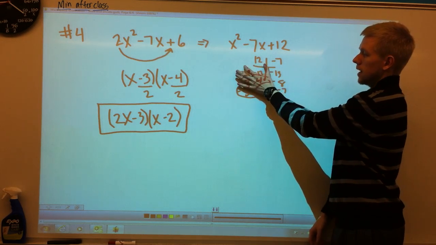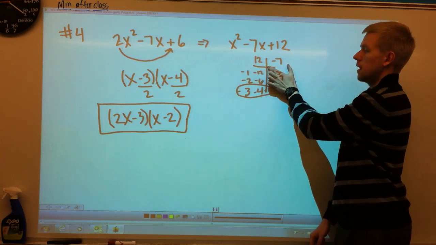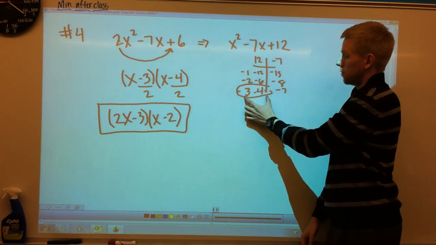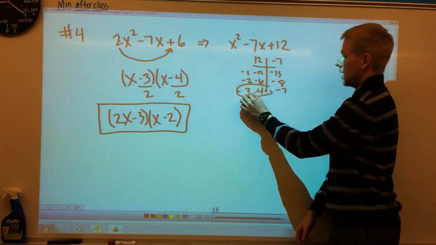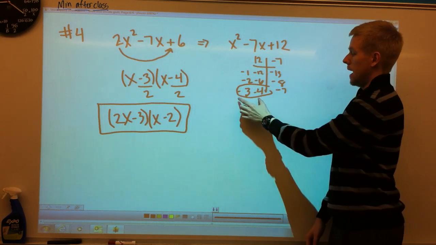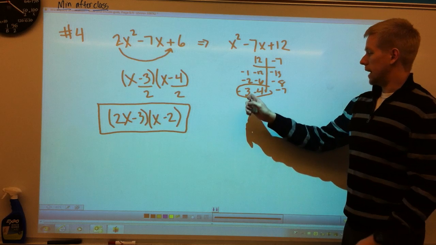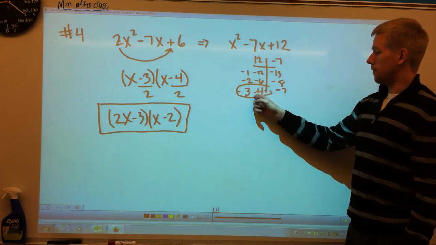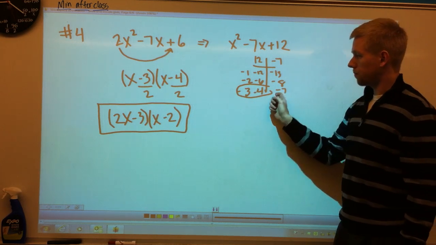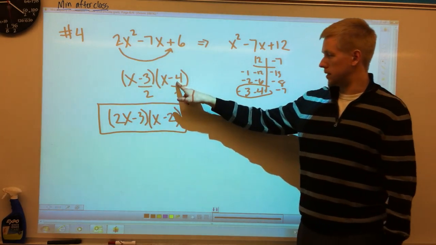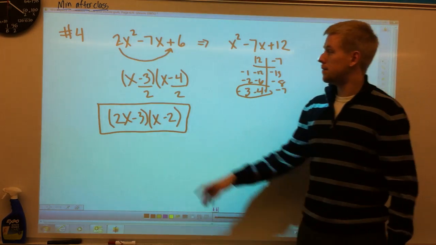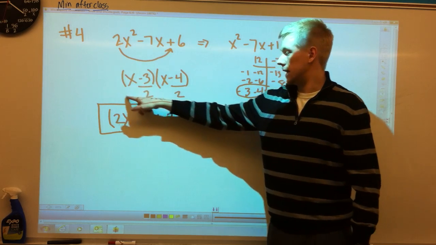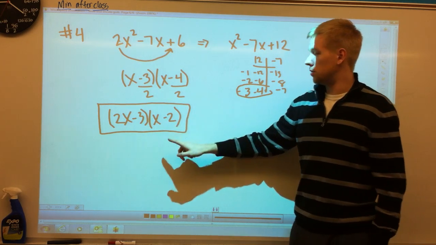And because this side is positive up here, and this side was negative, all my multiples have to be negative, because they need to multiply to be positive 12, but add to be -7. So I got a -3 and a -4, which gave me my answer. So go ahead and write them here, x minus 3, x minus 4. Then I divide by that 2. Take that 2, slide it underneath, divide by 2.